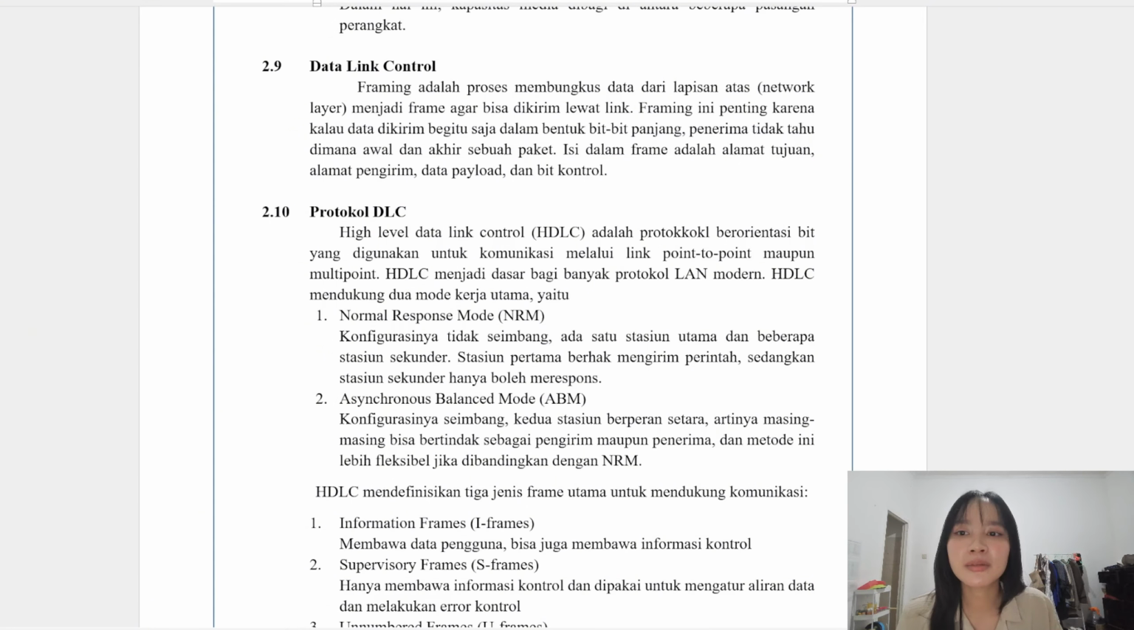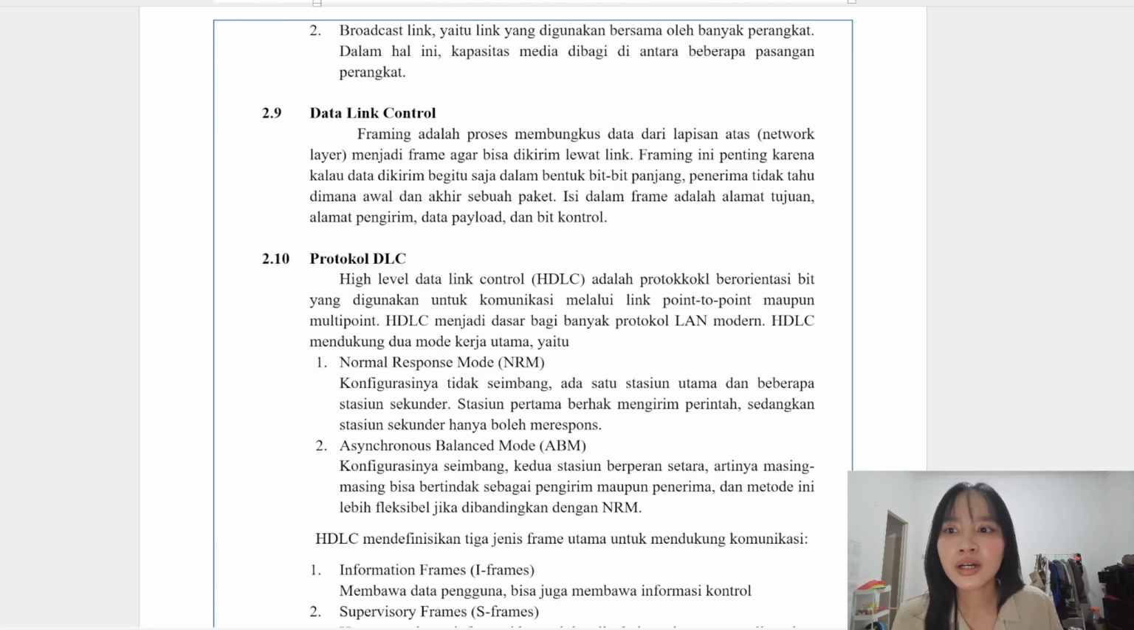Framing is the process of wrapping data from the upper layer or network layer into frames so that it can be sent over a link. And framing is important because if data is sent as long bits, the receiver will not know where a packet begins and ends.